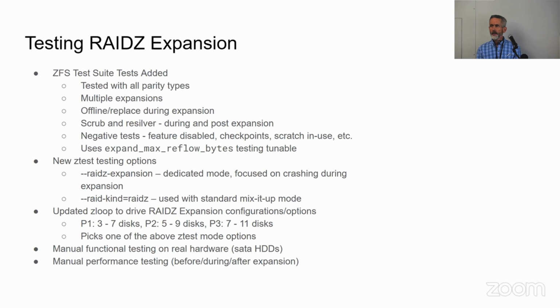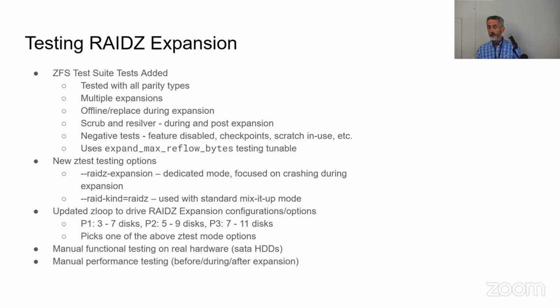Are people familiar with Z-test? Z-test is, we run it in user space ZFS, and we basically do everything at once, all kinds of different things, adding disks, removing disks. In that context, we added the ability to specify the kind as RaidZ, and it'll throw an expansion into that big mix of all those things. So you'll get expansion, and someone else will be doing trim or all kinds of stuff coming and going. So that's a good use.